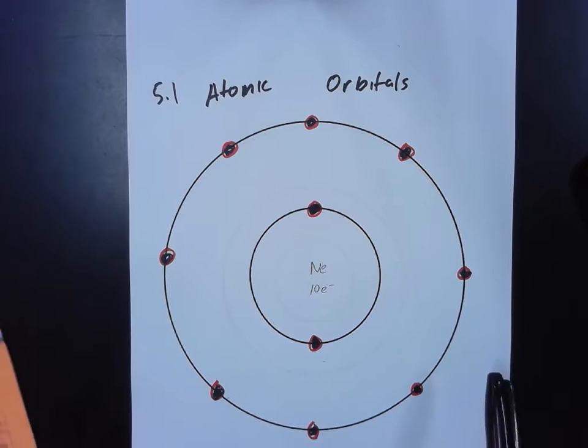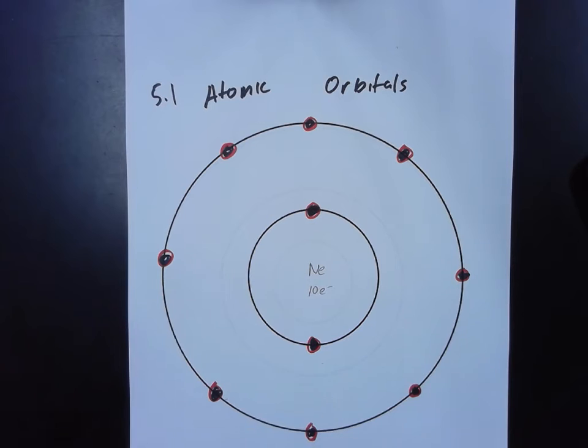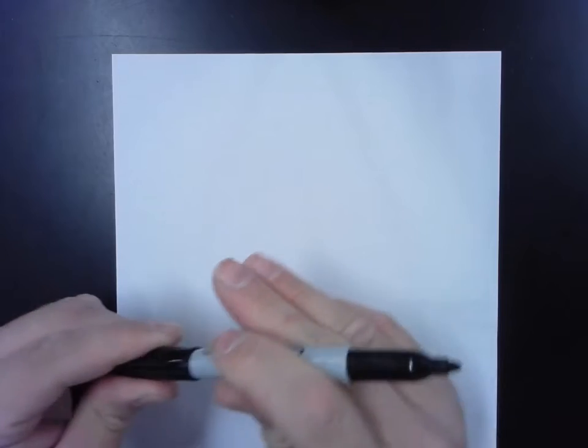If we look at our periodic table, first of all, these are called valence electrons. I'm going to pause and get a better sheet to write on. One moment. Okay, so these outer electrons are called valence electrons.